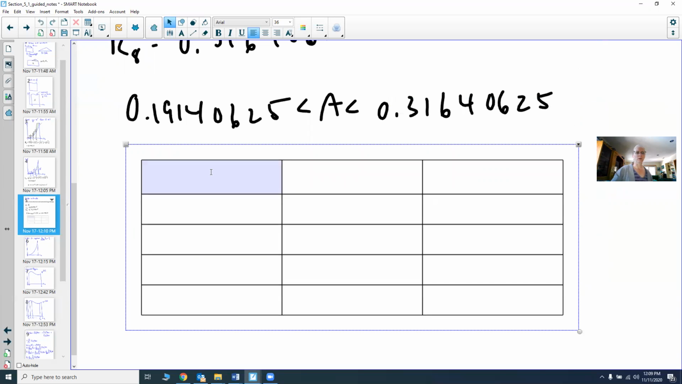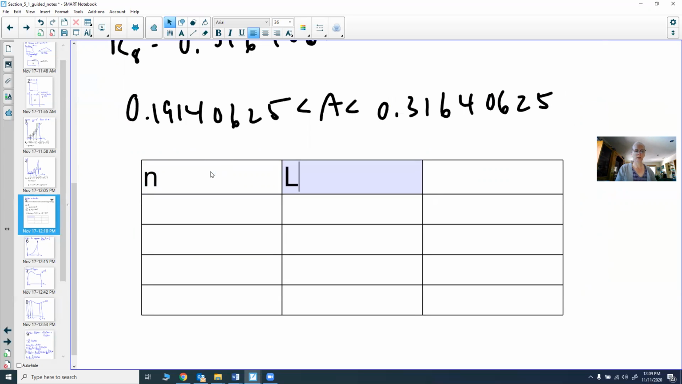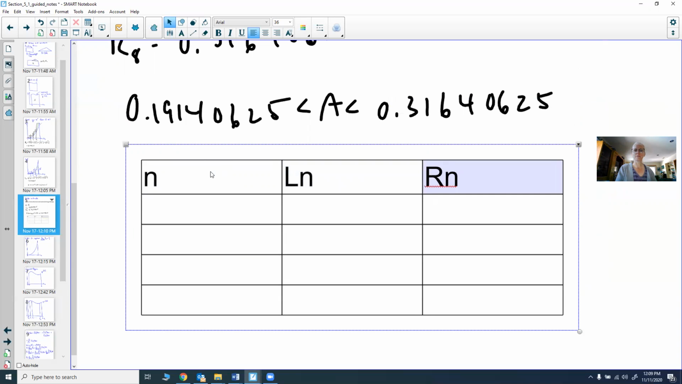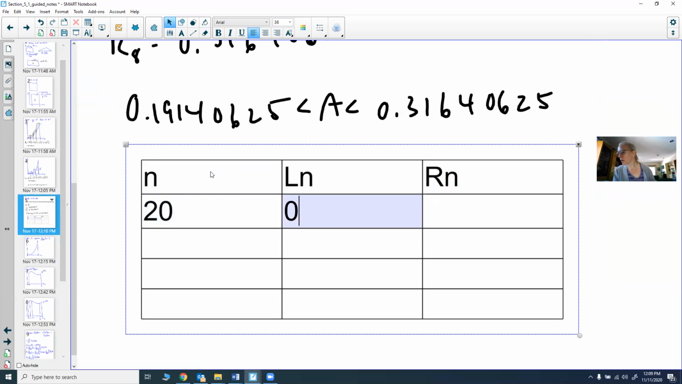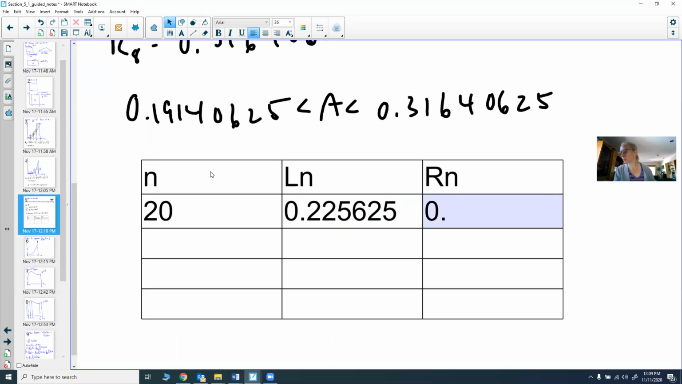Okay, there we go. Finally got my table where I wanted it. So we now had n equal to 20. And we'll look at the left sums, call it Ln, and the right sum, Rn. And we had 20, we got 0.2256, 0.25. And then we had the 20, the right-hand sum was 0.270625.